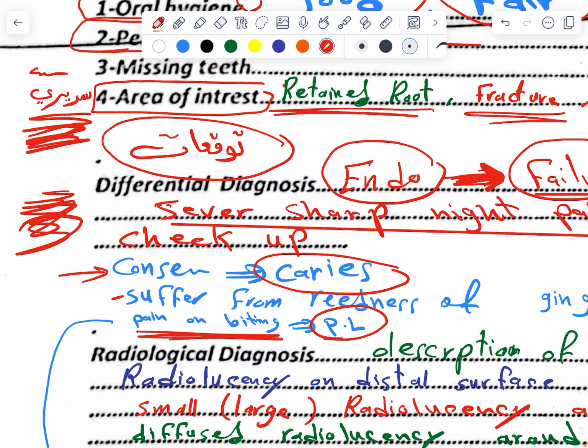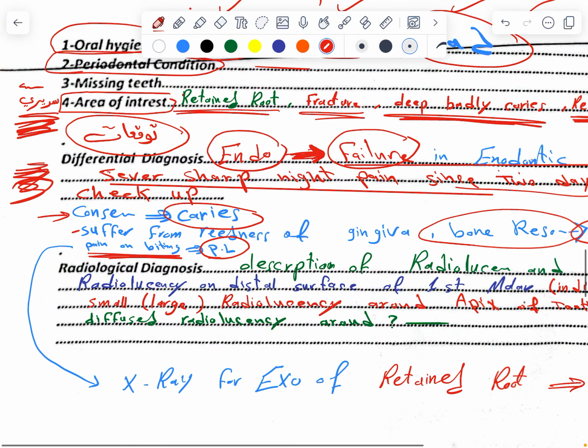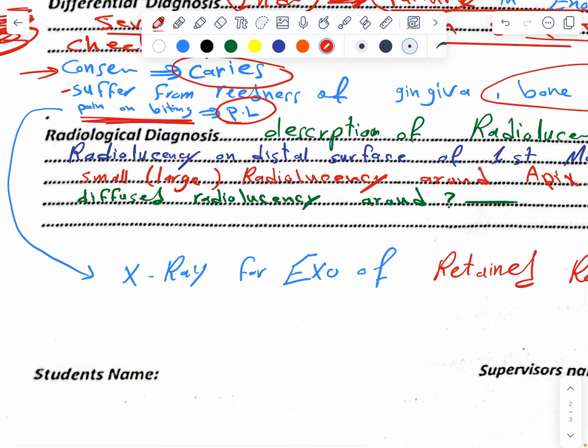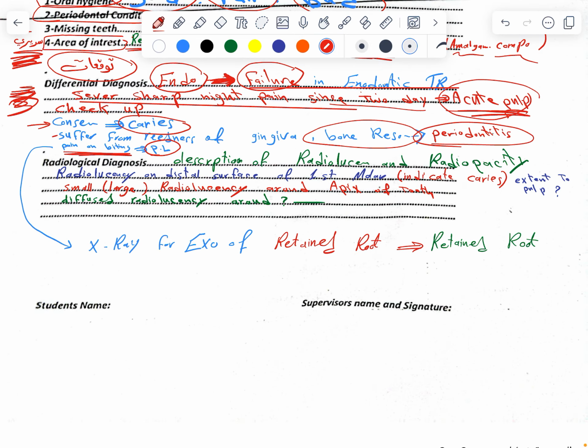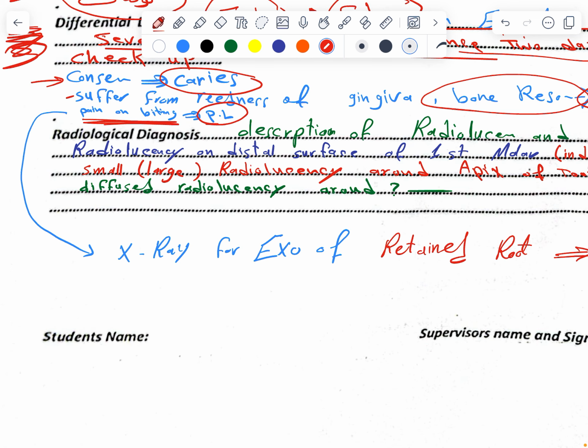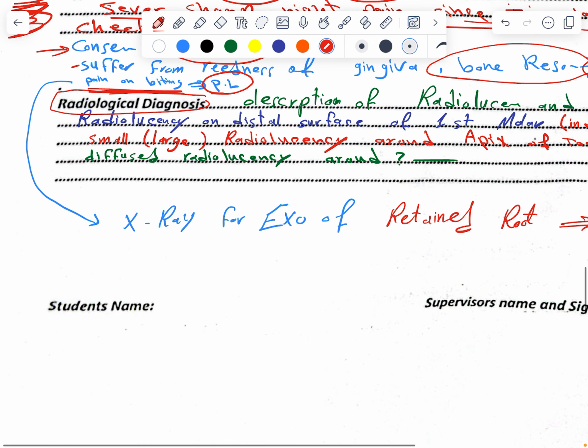While the radiological diagnosis is a description of radiolucency and radiopacity, it relates to the X-rays. It is not related to the chief complaint or the differential diagnosis. It is only a description of the radiolucency and the radiopacity of the X-rays that you took by yourself.